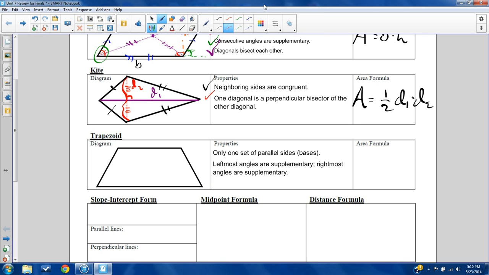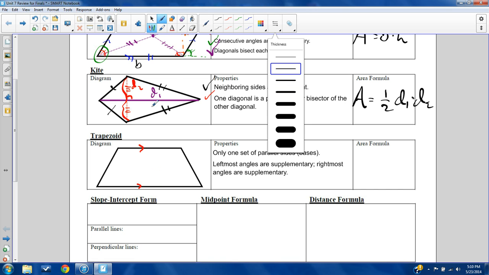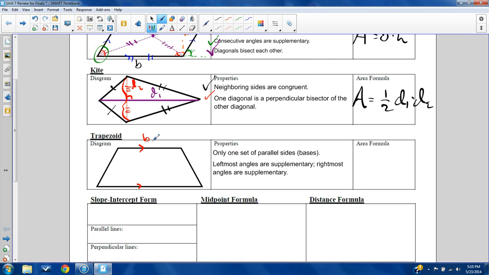Okay, only one set of parallel sides, the bases. So my bases I want to put right here and here. And in fact, we label them as such where you can tell these aren't equal. These are not the same base lengths. This is B1, B2, or whatever. Name them whatever you need to, but they cannot be the same variable because they're not the same length. I'm using these specific ones for the area formula, though.